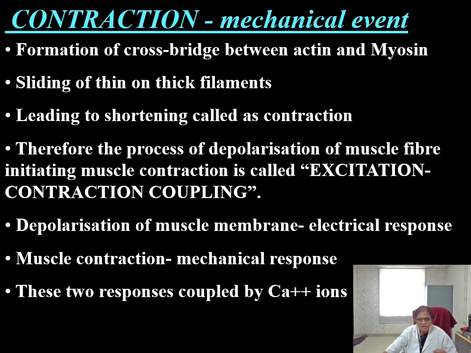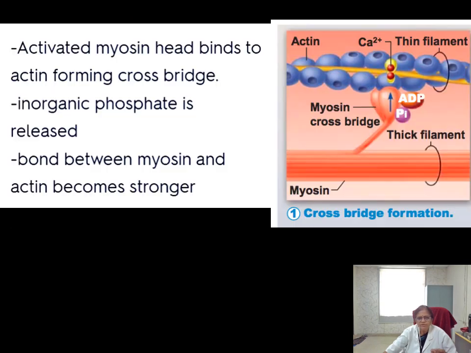The depolarization of the muscle membrane is the electrical response, and muscle contraction is called the mechanical response. These two responses are coupled by calcium ions. The activated myosin head binds to actin, forming a cross bridge. Inorganic phosphate is released, and the bond between myosin and actin becomes strong. This is called cross bridge formation.